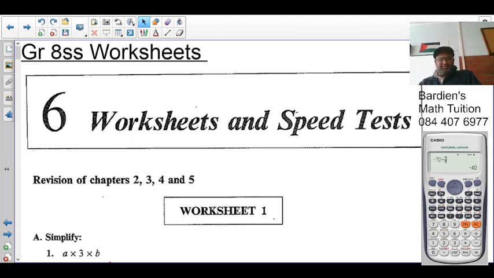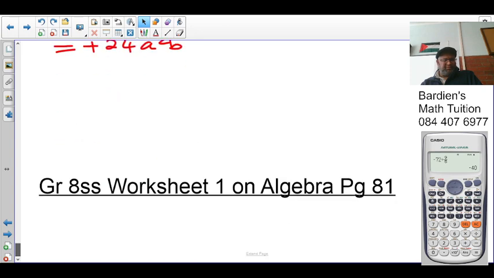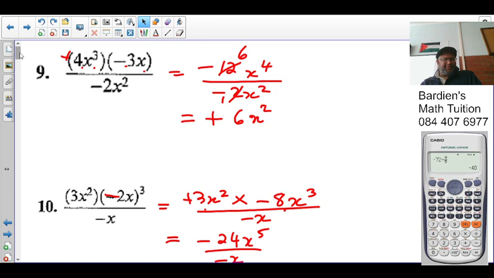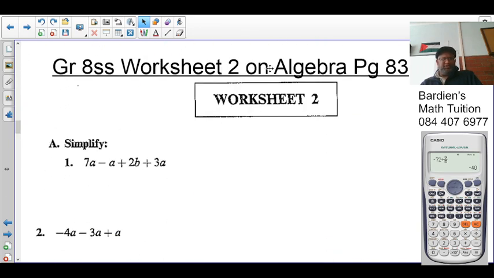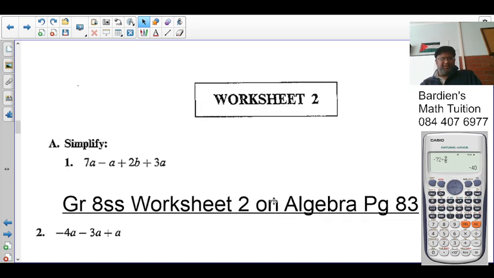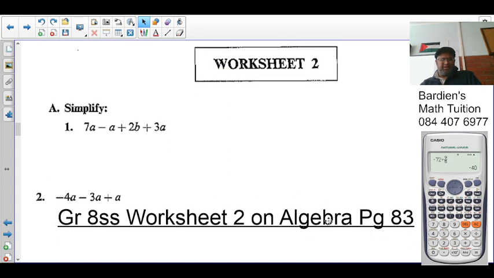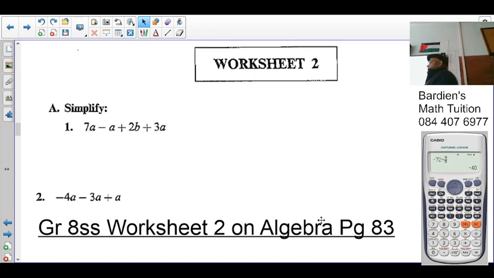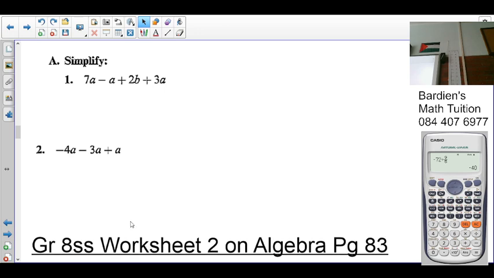Okay, good afternoon class. So today we're looking at worksheet 2. And worksheet 2 is on page 83, correct? This is algebraic expressions revision. Okay, before we go into equations. Right, so let's go to the first one, number 1.